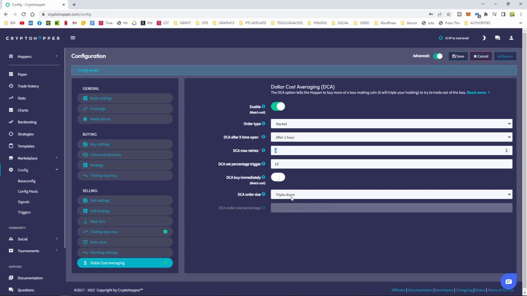$10 will become, put that to double down, $10 first DCA would become $20. So you've spent $20, and if it DCAs again a second time, it would double down again. It would turn that $20 into $40. And the third DCA, your $40, it would spend another $40, because that is doubling down. So your total trade size, money spent, would be $80 in the end. So that's how that works. Save that.